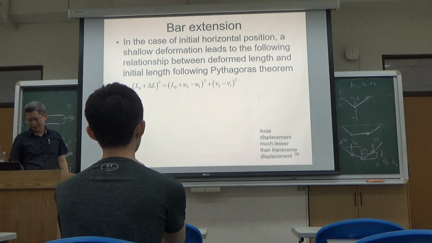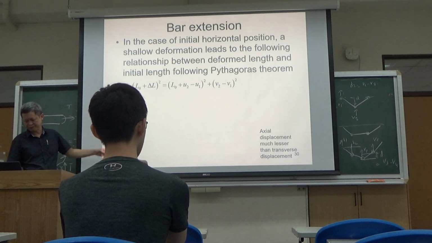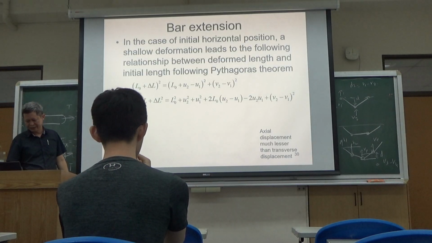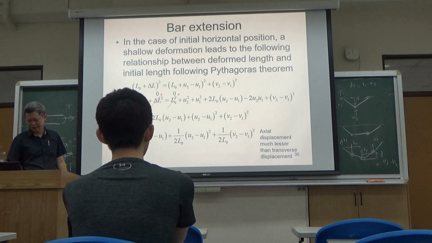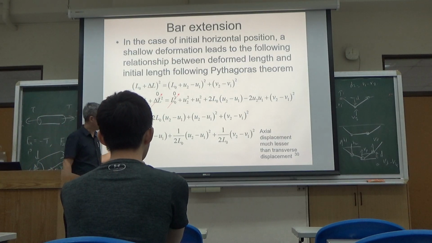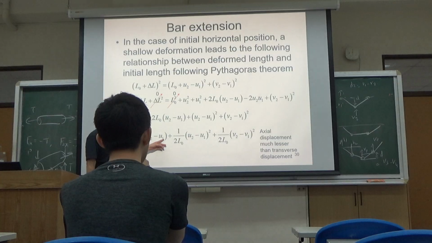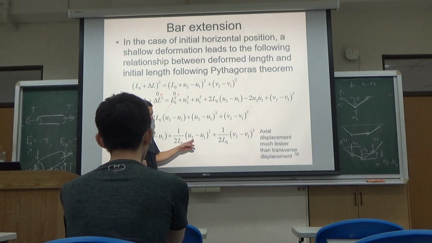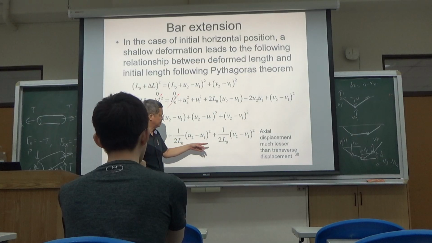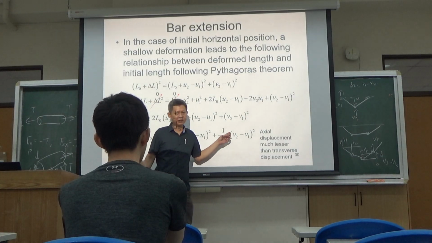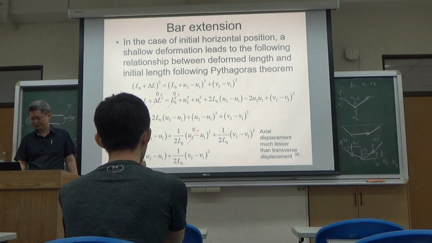Yeah. And then how much is the bar extension? The bar extension is obtained from the Pythagoras theorem. And then finally you obtain the total elongation. Total elongation is the horizontal displacement difference between node 1 and node 2 plus a square term in the horizontal direction and another square term in the vertical direction. So this is now the bar extension.